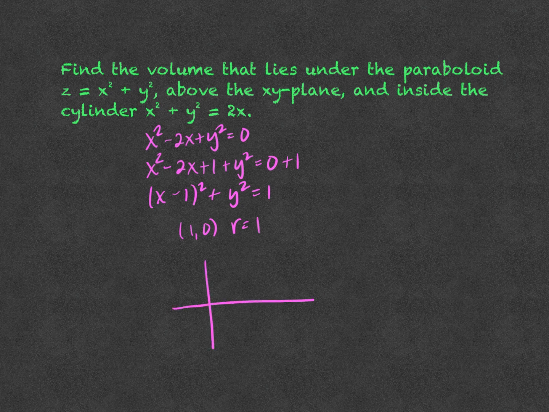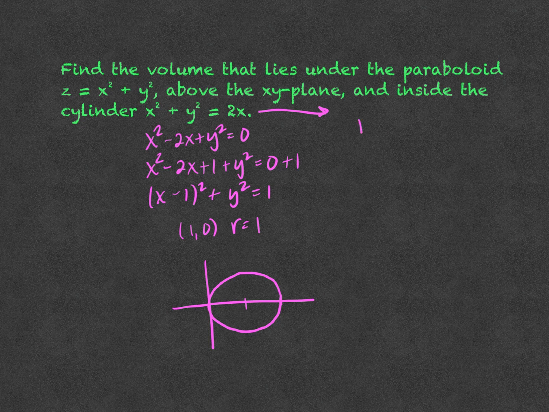So let's put this on an xy plane. Here's (1, 0), and a radius of 1. So we have a circle that looks like this. Mine's a little off. It's okay. And we have that paraboloid z equals x squared plus y squared that's above it, but this is what the boundaries are down below. So this is the important part we need to think about.